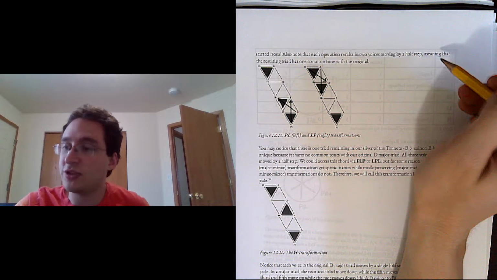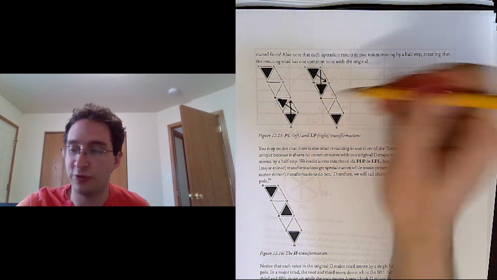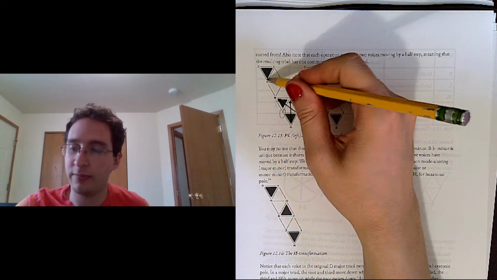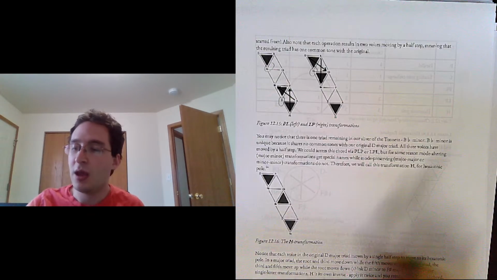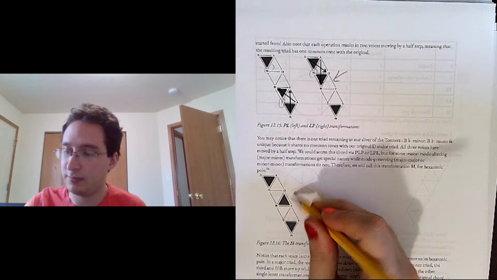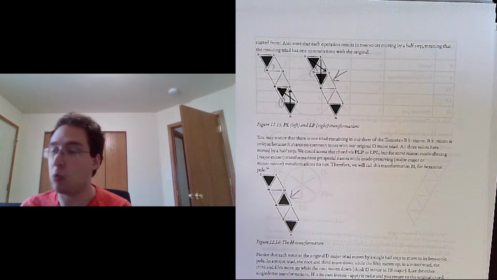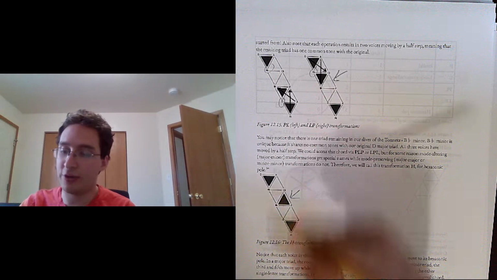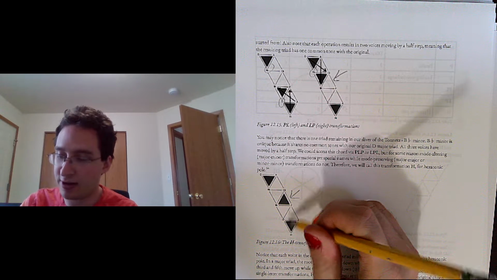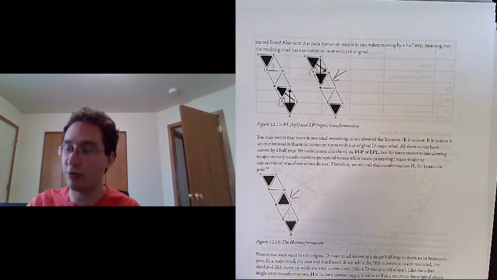Each operation results in 2 voices moving by a half step, so the resulting triad has only 1 common tone with the original. Because you've moved 2 of the voices by half step, you still have 1 that's in common. You might notice that there's 1 triad left that we haven't talked about, and it's specifically colored in here, this one. It's B flat minor. It's unique because it shares no common tones with the original D major triad. All 3 voices have moved by 1 half step. You could call this PLP, so that would be parallel moving up here, leading tone moving over here, parallel moving up here, or LPL, they both get there.